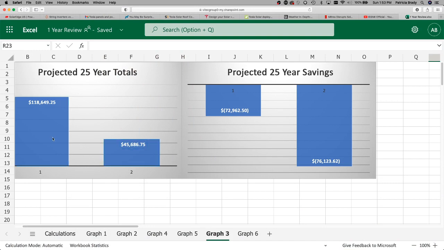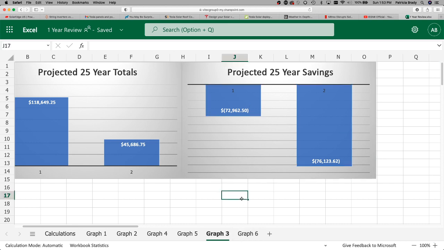This is all going to vary year by year because our usage each year and our production each year are going to be different. But if we project these values out over the expected 25-year life of the product, we can see some interesting stuff. So let's come back over to it. You can see here that we would have been projected to spend $118,000 over the next 25 years to power the home. But it's now projected to cost only $45,000 to power the home. Now, that's a projected 25-year savings of about $72,000.